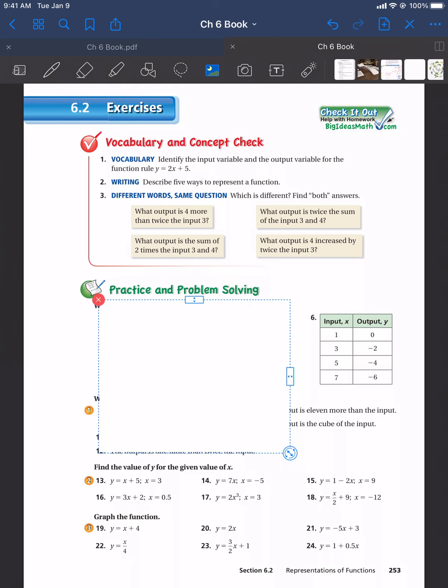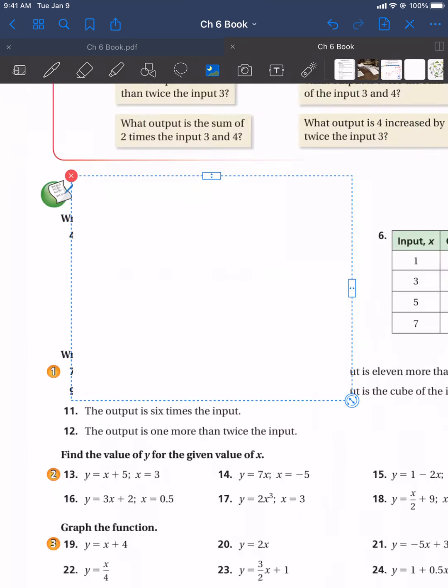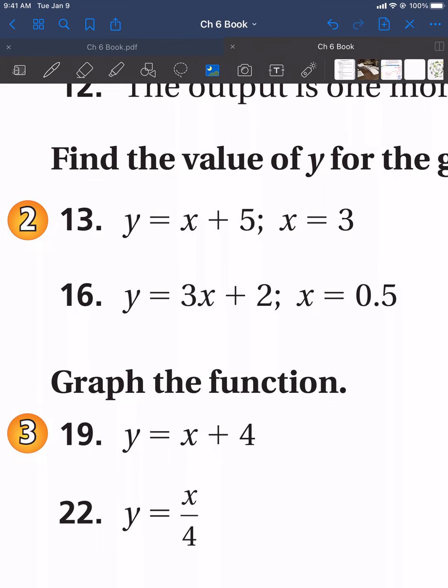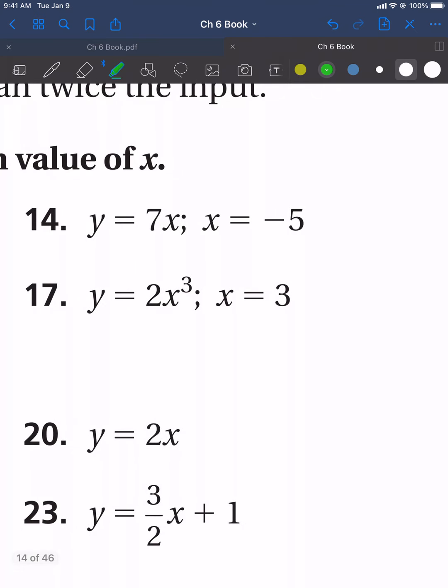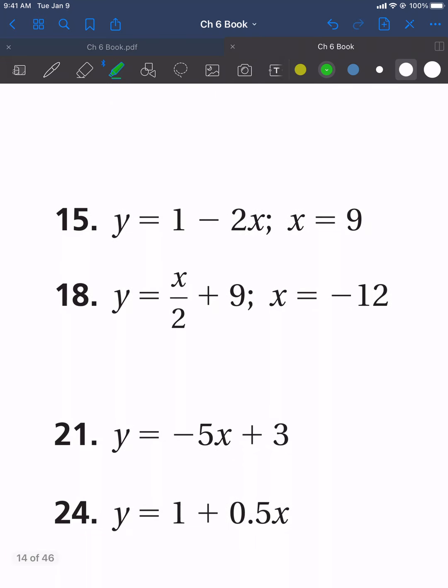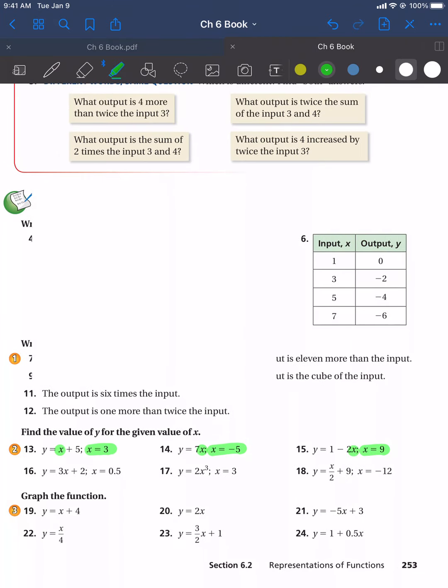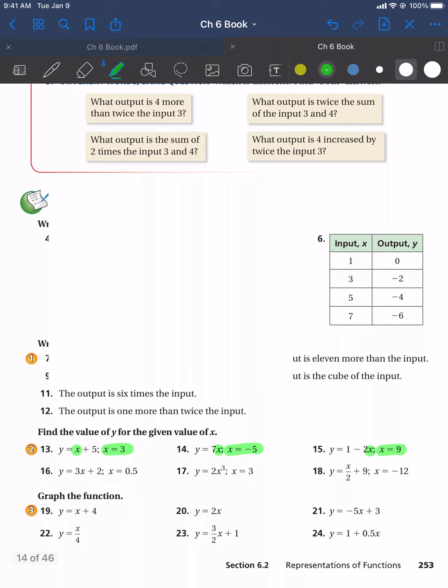Now, 13 through 18, these ones are super easy. All they're saying is find the value of y if x is 3. Plug it in. Find the value of y if x is negative 5. Plug it in. Find the value of y if x is 9. Plug it in. Okay? Super easy, 13 through 18.